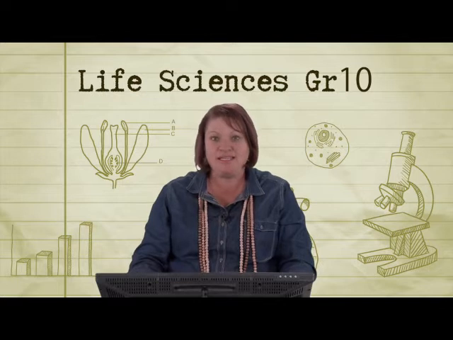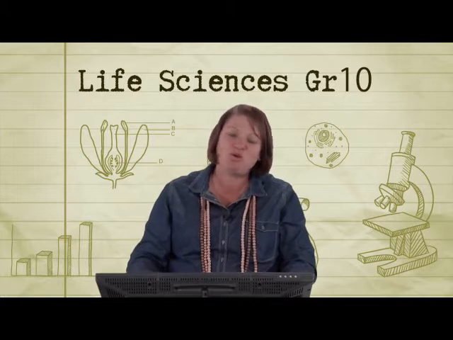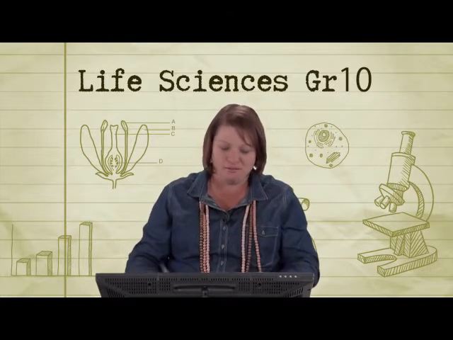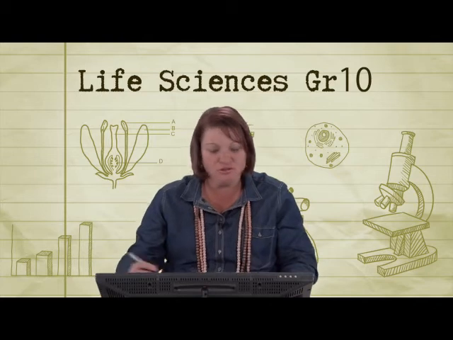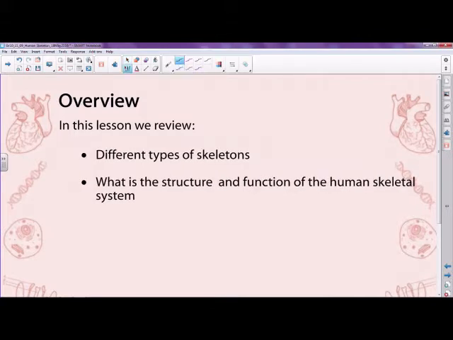But before we get into the interesting part of trying to label all the bones of your skeleton, we just need to do a little bit of background information. If you have a look at the overview today, we need to have a brief understanding that there are different types of skeletons that certain animals have. We're just going to look at the basic ones, and then obviously we're going to look at the good stuff, which is the structure and the function of the human skeletal system.